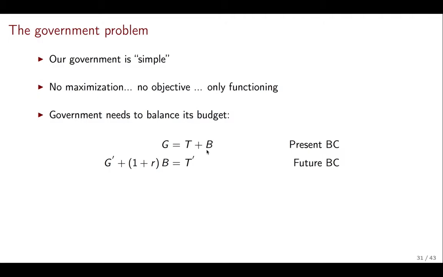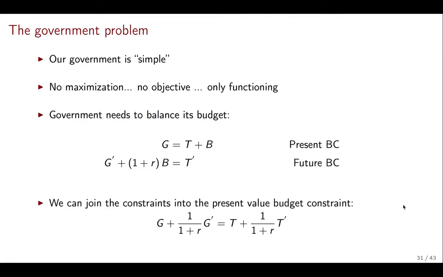Now bear in mind that B need not be positive. If B is negative, it is actually government savings. That means that in the present period, government expenditure is lower than present taxes. Whatever surplus is saved in B, and then if B is negative, that means that this is going to be actually an income of the government in the next period.